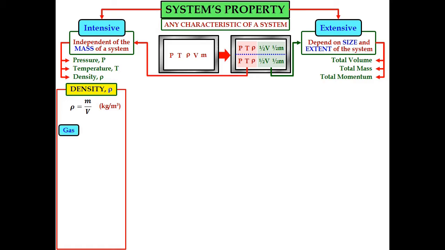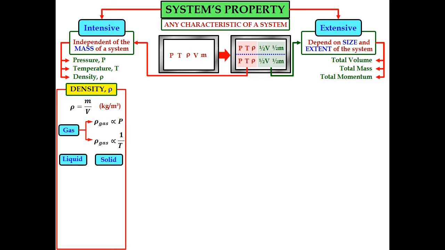For gas, the density of the gas is proportional to the pressure, which means if the pressure increases, the density of the gas will increase. If the pressure reduces, the density of the gas also reduces. However, the density of the gas is proportional to 1 over T, 1 over temperature. So when the temperature increases, the density of the gas will reduce. When the temperature reduces, the density of the gas will increase.